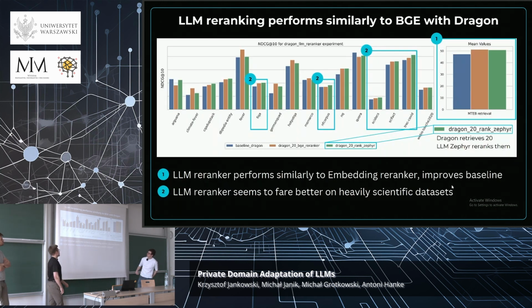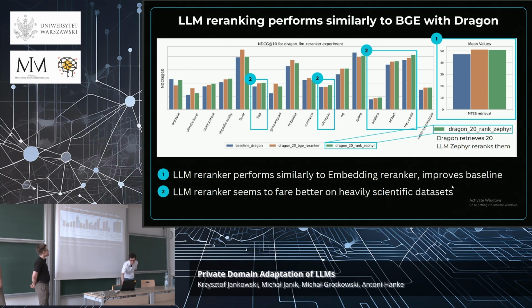Now when we apply this LLM re-ranking process to, for example, our Dragon Retriever, we can compare whether this re-ranking is better than the BGE cross-encoder re-ranking. The yellow bar is the BGE re-ranker, the green bar is the rank Zephyr. We can see that on average, the results are very similar between both of those re-rankers.